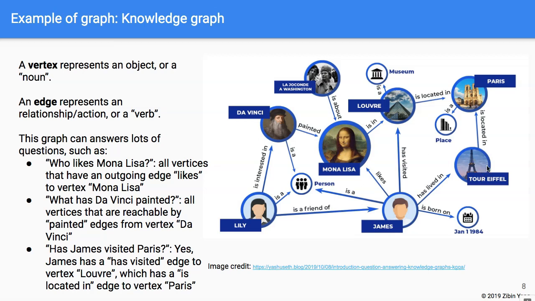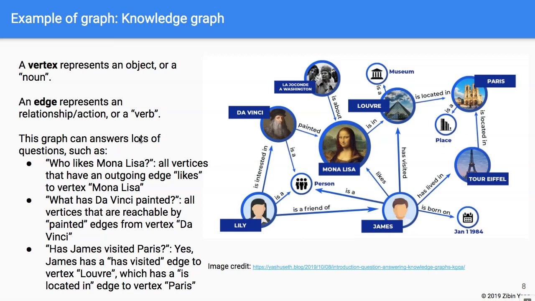Another example could be the Eiffel Tower. Again, it's a noun, an object represented as a vertex, and then the city Paris, obviously another vertex in this graph. The relationship between the Eiffel Tower and Paris is that the Eiffel Tower is in Paris. So "is in" is kind of a verb that describes the relationship between these two vertices. So that's what a knowledge graph is.